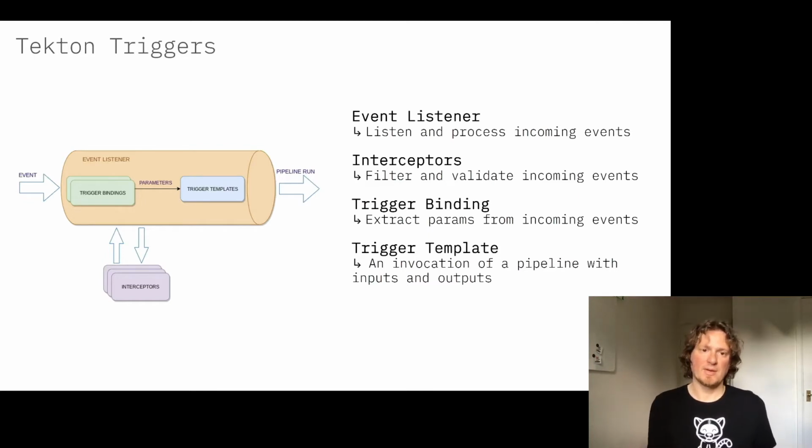Similarly, triggers extend the Kubernetes API using CRDs and define a few primitives. The core one is the event listener, which creates a sink for the events to be sent to. So it's a Kubernetes service at the end. An event usually comes with a payload. So trigger bindings are about extracting information from the payload into parameters, which are then passed to trigger templates that define which kind of pipeline runs and task runs are going to be executed.